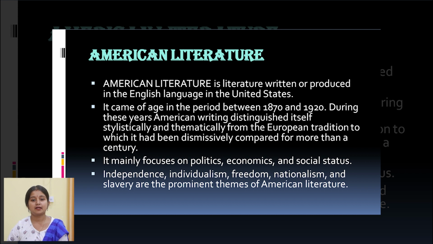During these years, American writing distinguished itself stylistically and thematically from the European tradition to which it had been dismissively compared for more than a century. It mainly focuses on politics, economics, and social status. The themes of American literature mainly include individualism, freedom, nationalism, independence, and slavery.